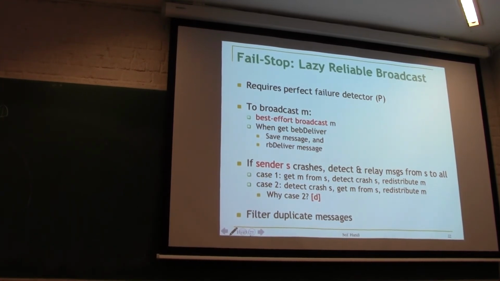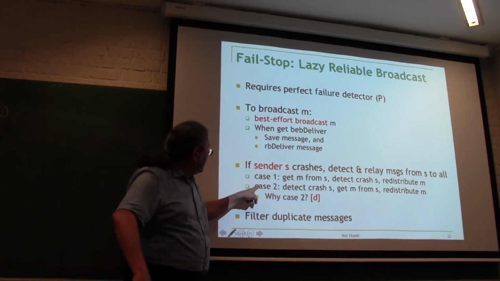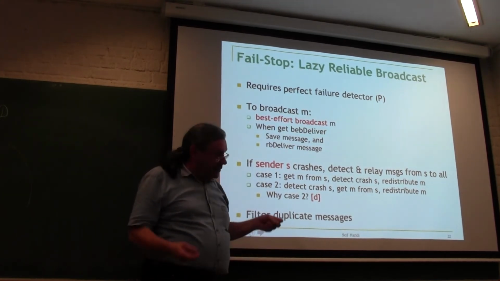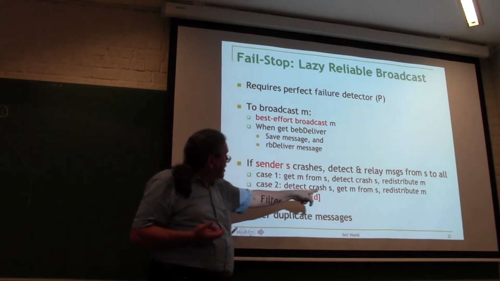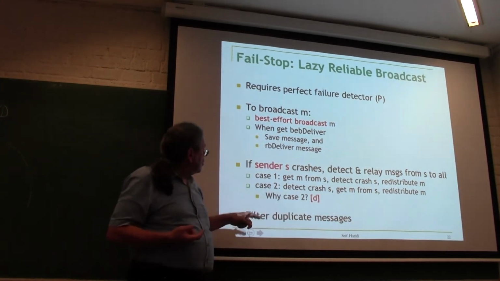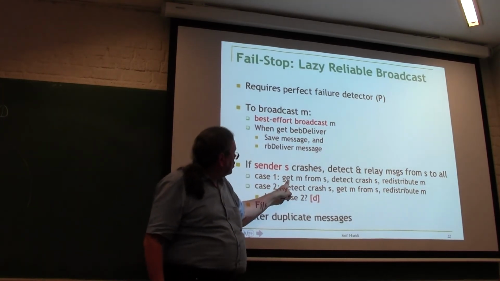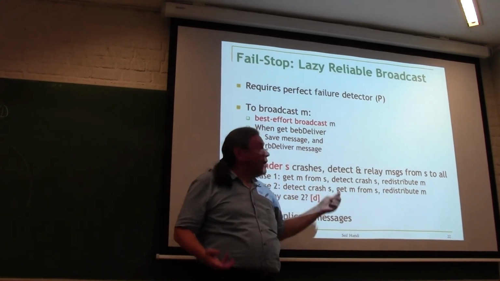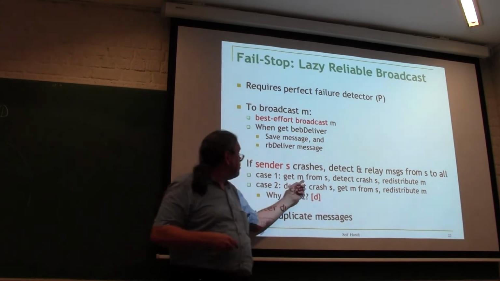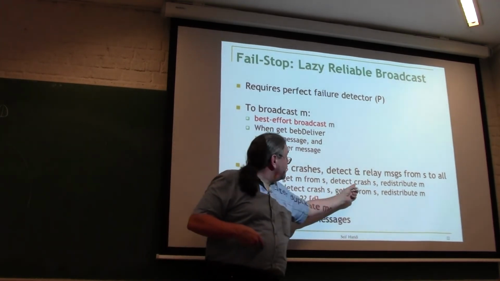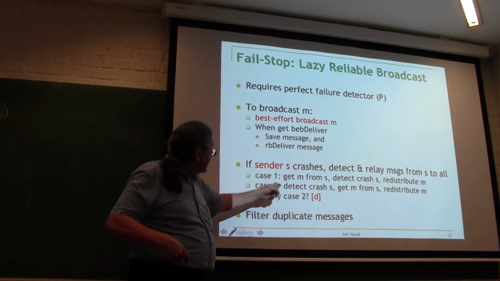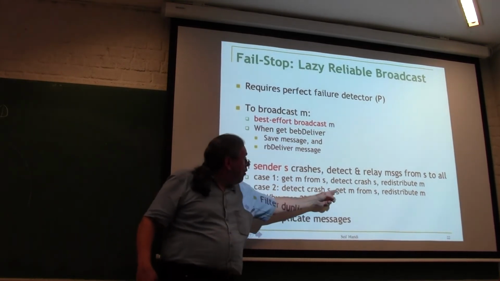Can we just repeat why case 2? Why case 2? Well, the sender does best effort broadcast, and some other node gets that message. So typically the node will get the message, and then later on it will detect that the sender has crashed. So it's two messages. One of the messages is M, and the other one is information from the failure detector. But this is also possible: I can detect the crash before I get the message.